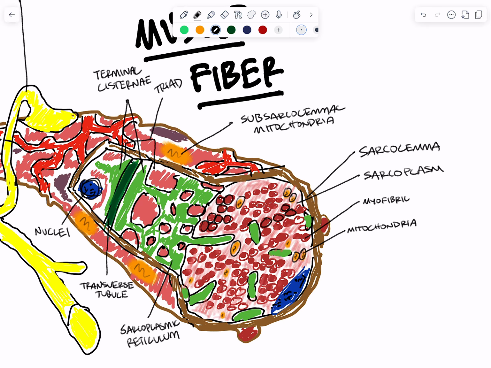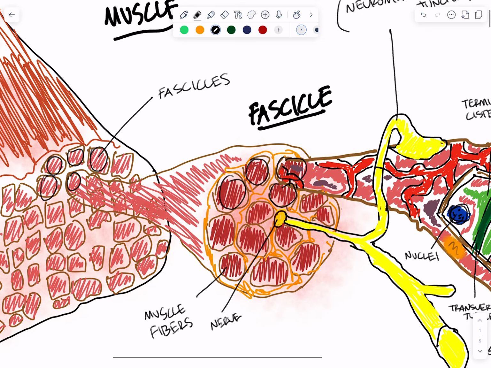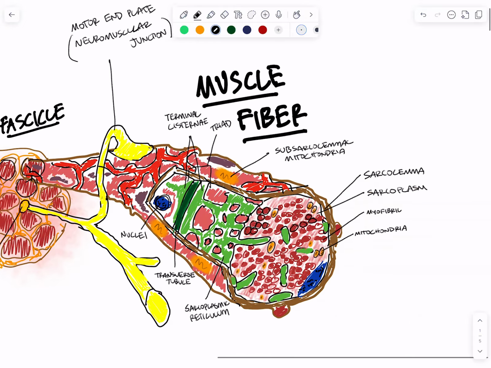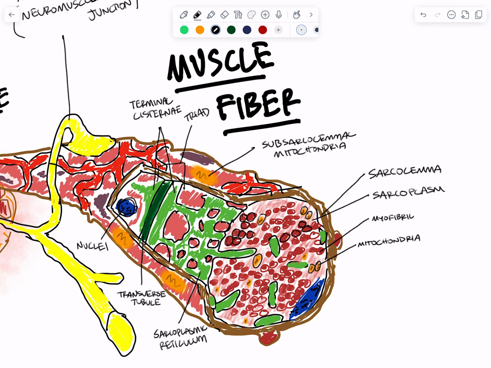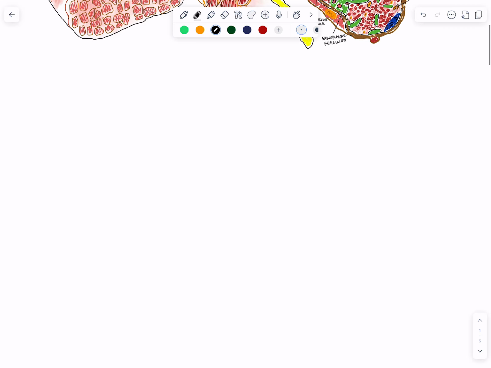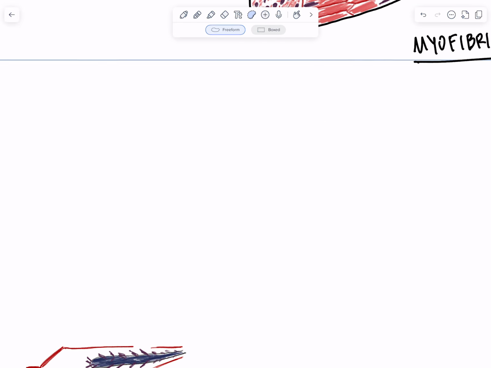Now, let's go ahead and imagine that we pulled out one of these myofibrils, okay? And just to recap, muscles are made up of fascicles, and fascicles are made up of muscle fibers, and muscle fibers are made up of myofibrils. So let's imagine that we plucked out one of these myofibrils. What would that look like? So we're going to go ahead and pluck out this myofibril right here, okay?